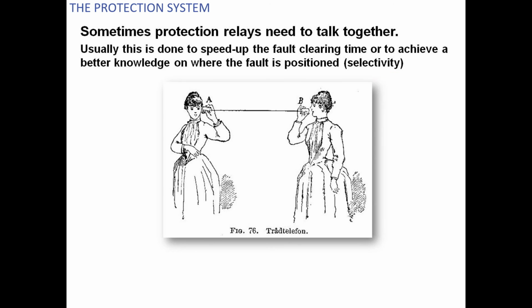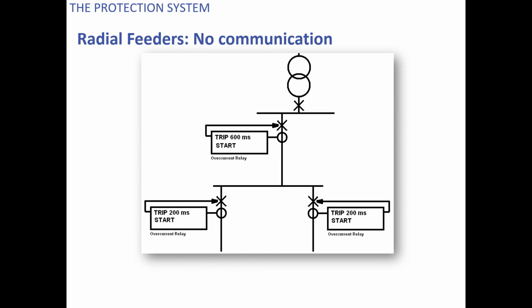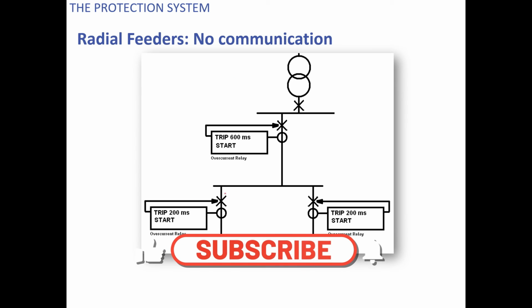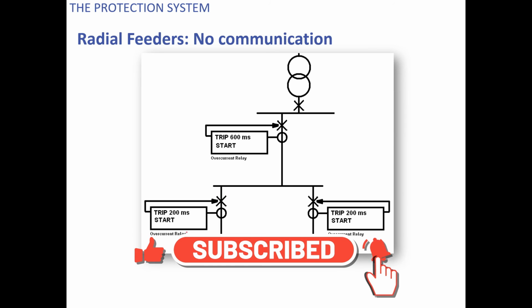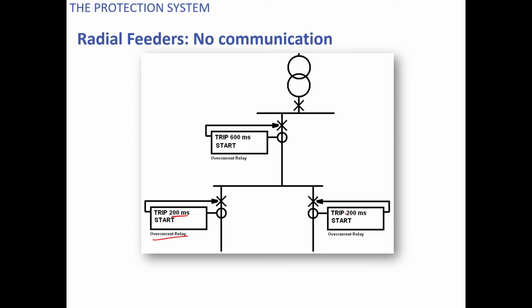Now I am going to give you a simple example. Through this simple example, we will understand the importance of communication in a protection system. Consider a very simple radial system. We have two outgoing feeders, and suppose these outgoing feeders are protected through overcurrent relays with a time of operation of 200 milliseconds for each feeder. The upstream feeder is also protected through an overcurrent relay, but with a time of operation of 600 milliseconds, due to the coordination time interval between the downstream and the upstream feeder.